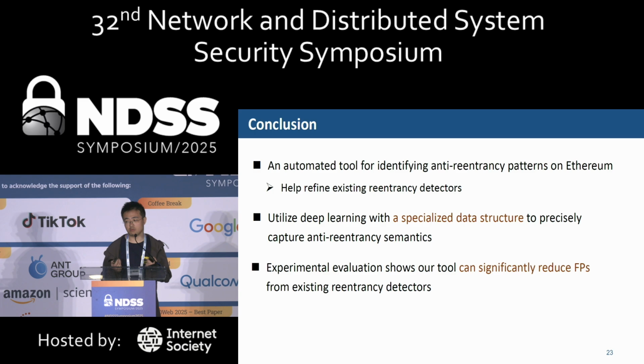And in conclusion, we propose a tool to identify anti-reentrancy patterns on Ethereum, which can help existing tools significantly reduce false positives. And we also design specialized data structures to capture the most related anti-reentrancy semantics information. And our experiments show our system can newly explore 8 new anti-reentrancy patterns on Ethereum.